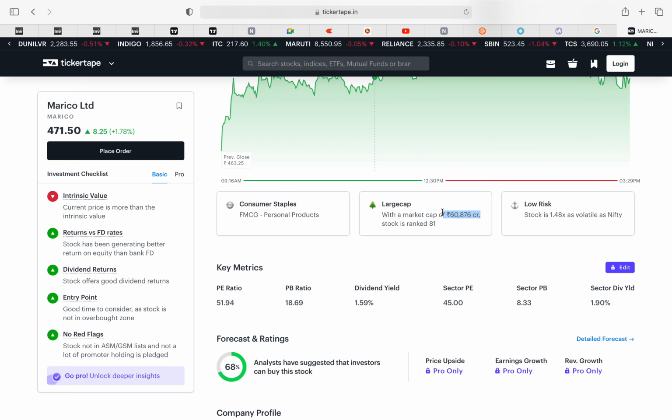Please note this down, whereas Adani Wilmar's market cap is coming to around 29,881 crore. So you are paying 230 rupees for a share with a market cap of 29,881 crore, whereas this company has a market cap of 60,800 crore, and the share price is nearly double, although the market cap is also nearly double. So 230 is somewhat a fair price, I can say, comparing the market cap.